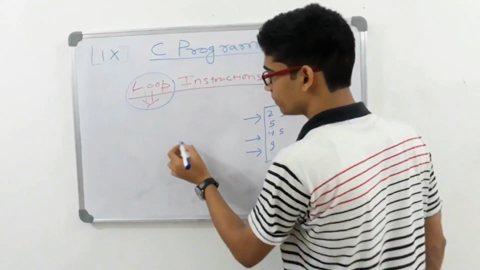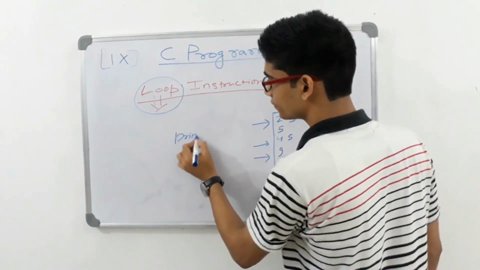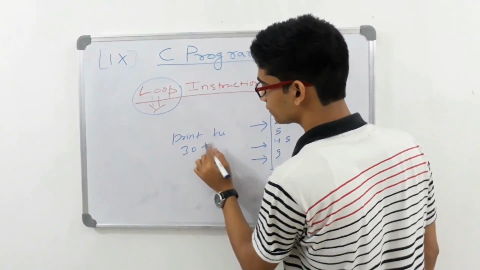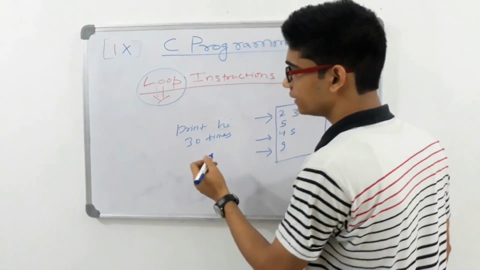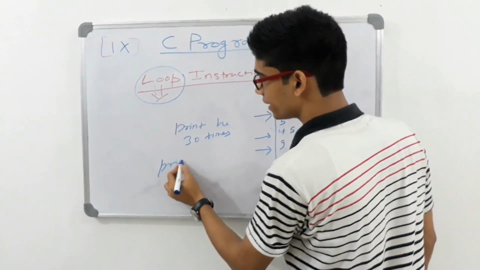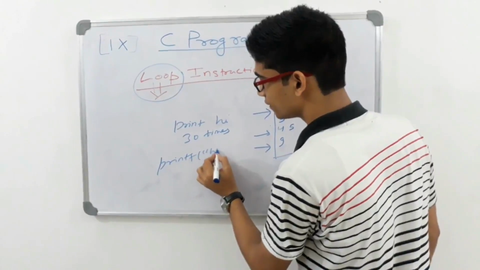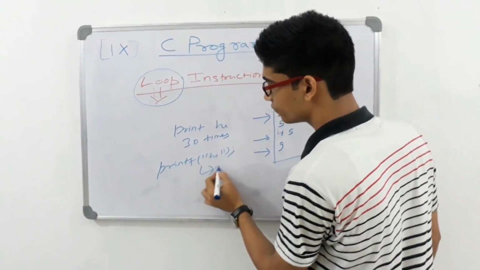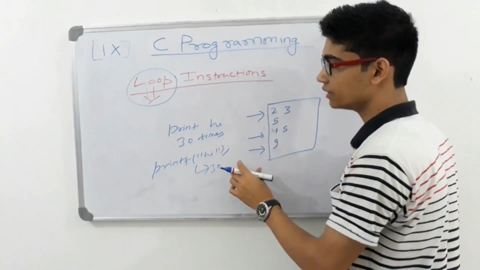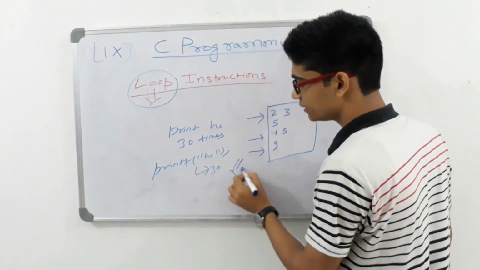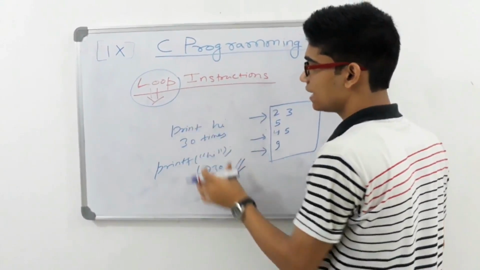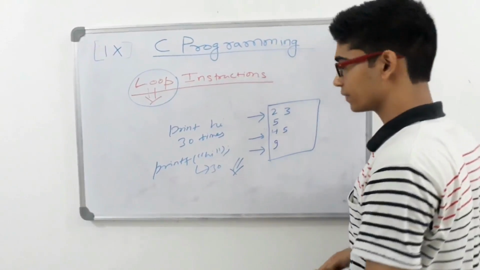Okay, one more example. Suppose we want to print high 30 times. If we do not know about loop instruction, what we would do is write printf high 30 times. We have to write this statement 30 times. So now this is a bit messy. We do not do this, and this is solved by loop instructions. We'll see how loop instructions help us in achieving this goal.